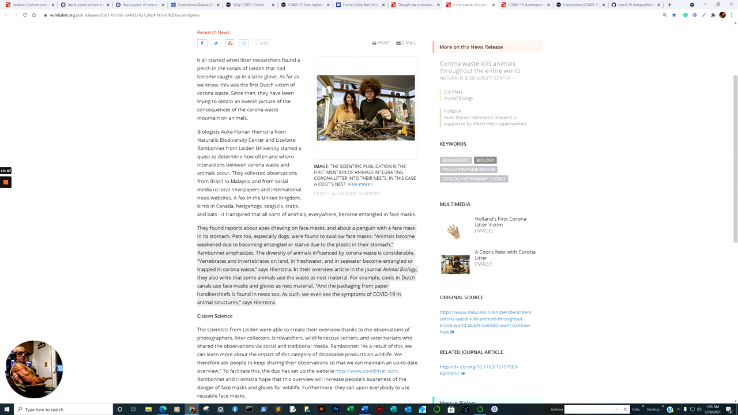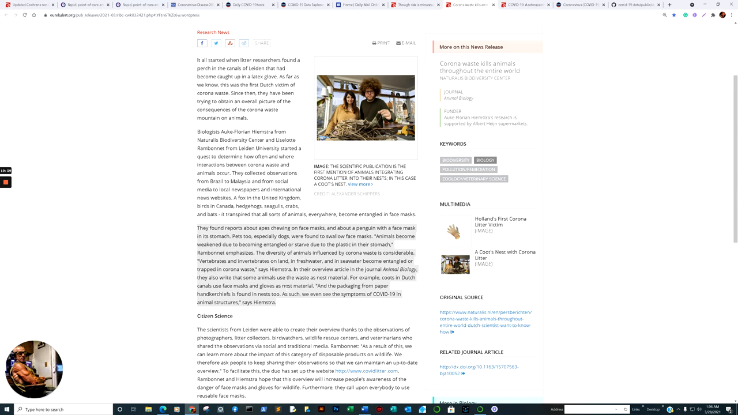In the overview article in the Journal of Animal Biology, they also found that some animals use the waste as nesting material. Again, I'll link to this article too. It is really intriguing. You've got to read it to see exactly how prolific the waste is becoming in our environment. It's almost a signature for our planet, at least on the ecosystem. For example, coots in Dutch canals use face masks and gloves as nest material.